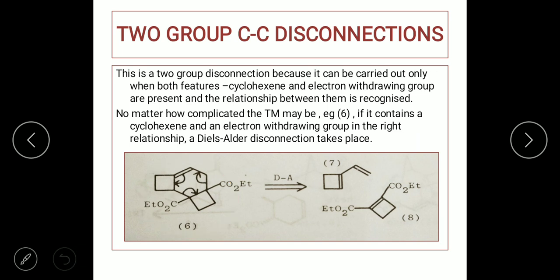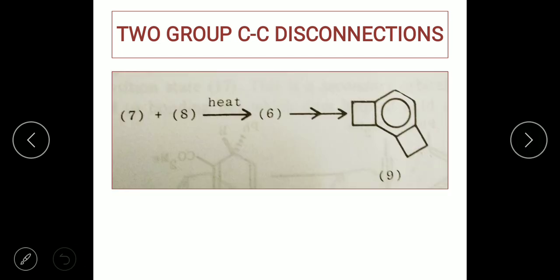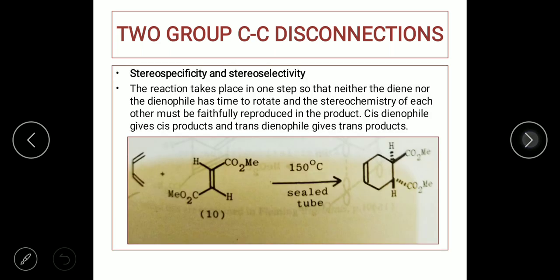So here you can see a cyclohexene, and there are also two electron withdrawing groups linked to the cyclohexene. As I already said, the Diels-Alder reaction works well when there is correct positioning of the electron withdrawing groups. So now this is the target molecule which can undergo the Diels-Alder reaction, and it gives rise to the conjugated diene and the dienophile. Now this is the corresponding synthesis.